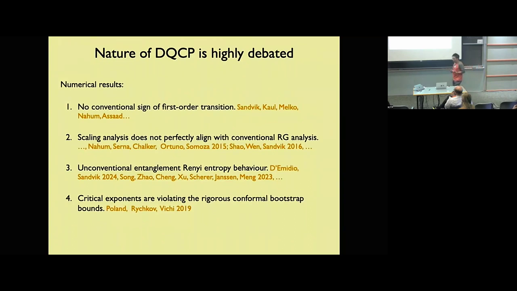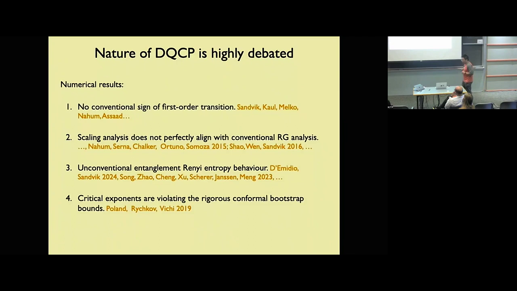There are also some other things, like if you look at entanglement entropies, there are some mysterious behaviors that we cannot associate with the usual continuous phase transitions. Another tension is with the conformal bootstrap: if you just use the critical exponents measured from those lattice simulations, you will find that it's violating the rigorous conformal bootstrap bounds.